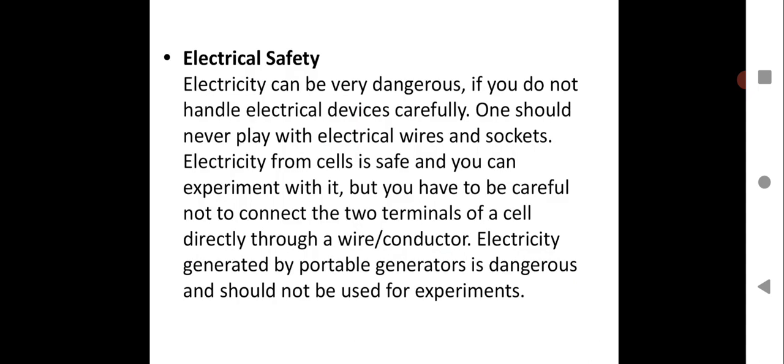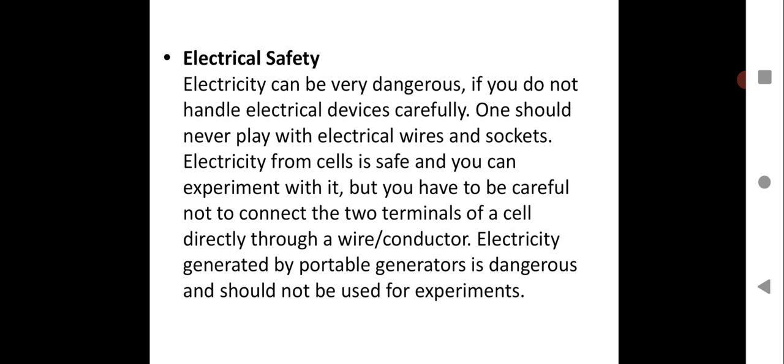Now, very importantly, electric safety. Since you are dealing with electric current and electric circuits, there are high chances of getting an electric shock, since your body is a good conductor of electricity. So you have to be very careful when you are dealing with electric current. What are the safety measures? Let us list them down.